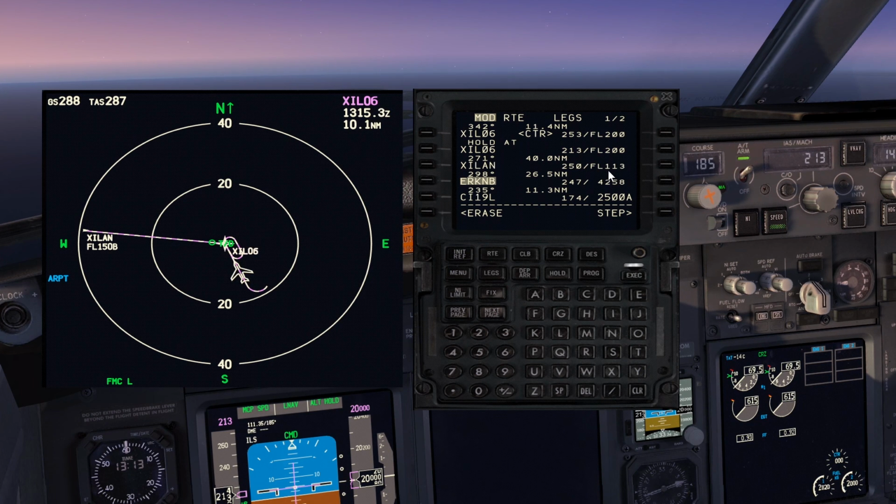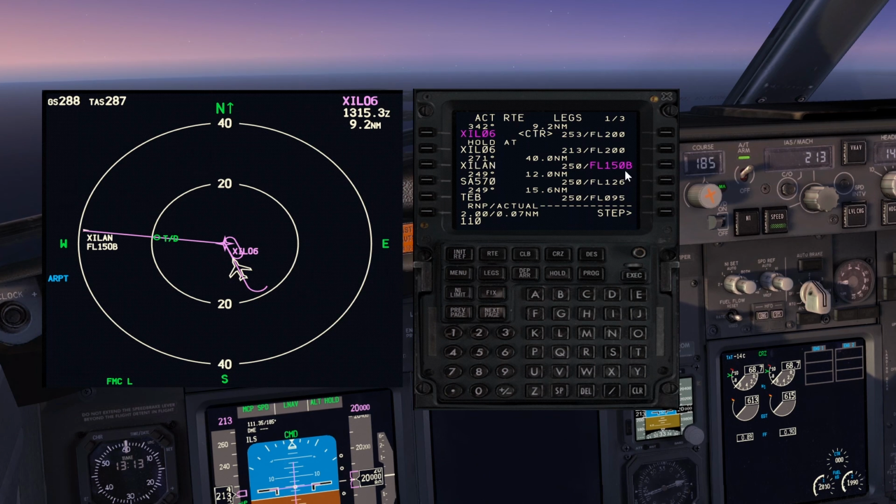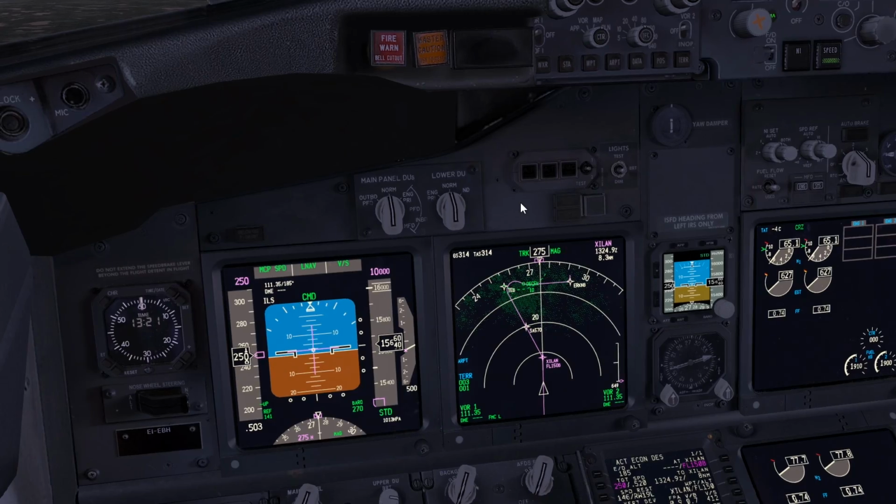So we can easily, if we delete that and we change it to flight level 110 at Sealand, then we will already be 4,000 feet below this. And if we get a direct, then we will be in a much better position to go direct to that point. So we change that, execute it.